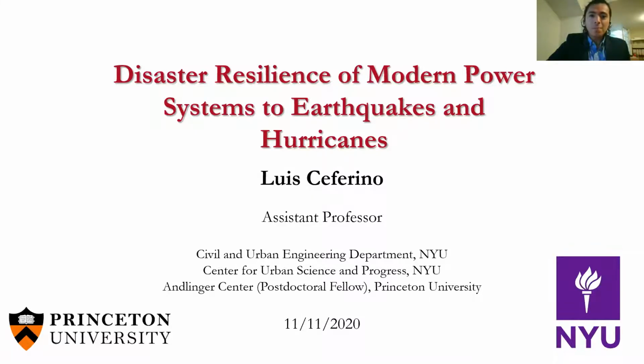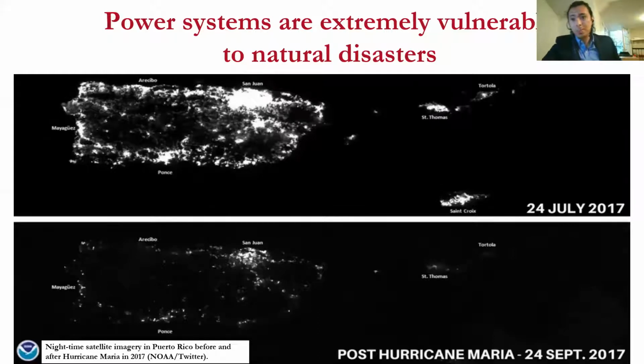Let me start by showing you this picture here. This is Puerto Rico pre and post Hurricane Maria in 2017. I like this picture because it's self-explanatory. It shows nighttime satellite imagery and shows the extent of damage to the power grid that the hurricane caused. Millions of people lost power for several months. This is the longest and largest outage in US modern history.